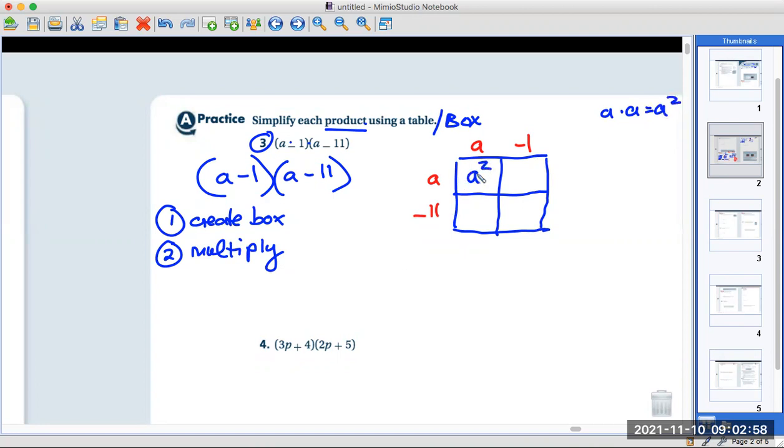Okay, so you put your pen in the box, up and over and multiply. Next box, next little square, negative 1 times a is negative 1a. Over here, up and over, negative 11a. Up and over, multiply, negative 1 times negative 11 is positive 11. Be careful with your signs. You see, negative times a negative is a positive.